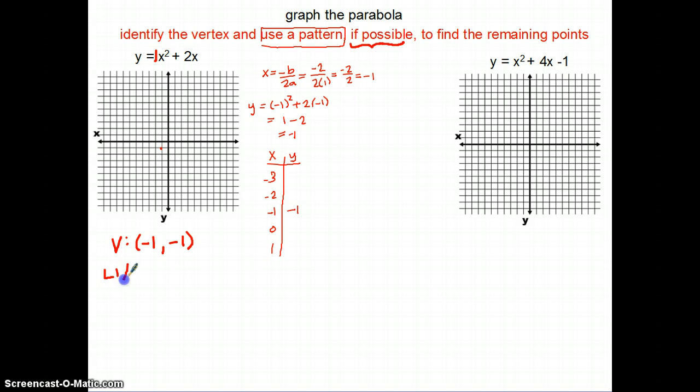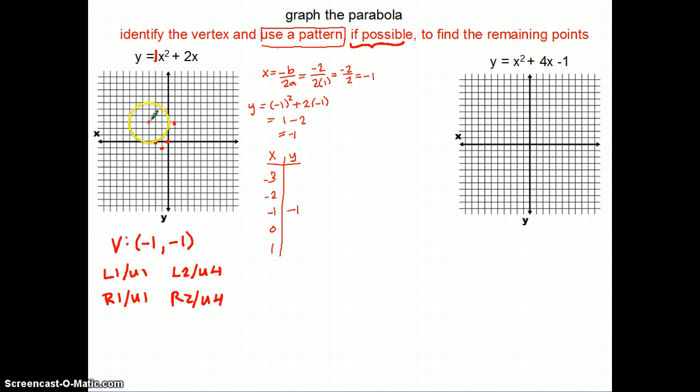I go left 1 and up 1. So from my vertex, I go left 1, up 1. I then go left 2, up 4 from my vertex. So starting here, I go left 2, up 1, 2, 3, 4. And on the right, I repeat that pattern. Right 1, up 1 from my vertex, and right 2, up 4 from my vertex. Here's my vertex, right 2, up 1, 2, 3, 4.